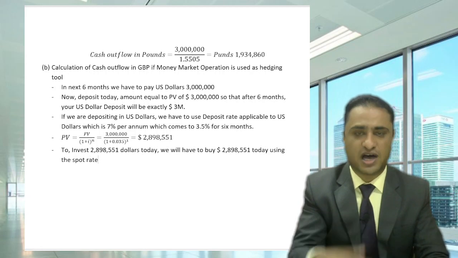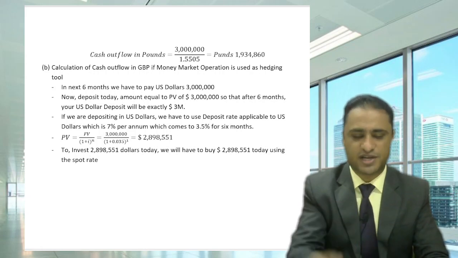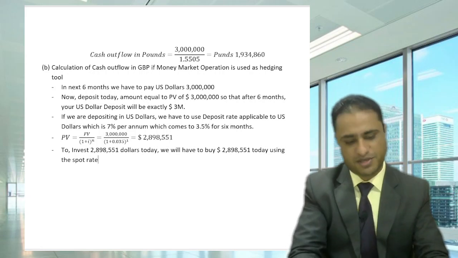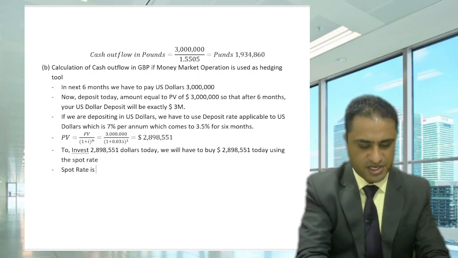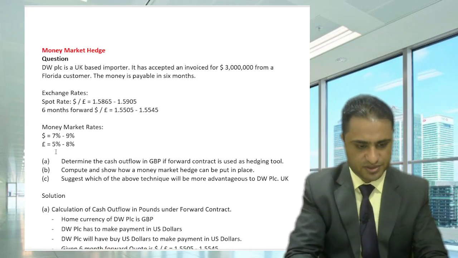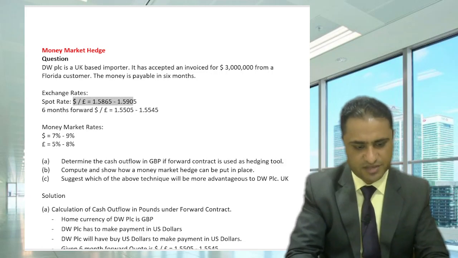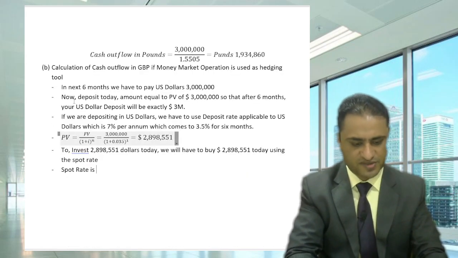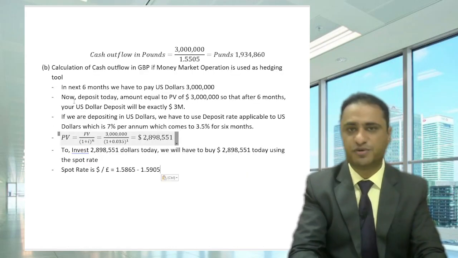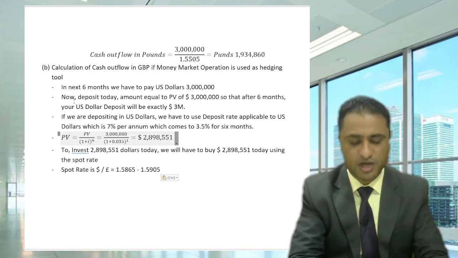Now, how the hedging is being done in this case? I will come to that point. Have patience. Let's first understand the whole algorithm of the money market operation. We will write here spot rate. Okay, let's come back to the question. And spot rate, again in terms of pounds we are getting, it is a quote to buy or sell the pound and not the US dollar. Spot rate is dollar per pound.